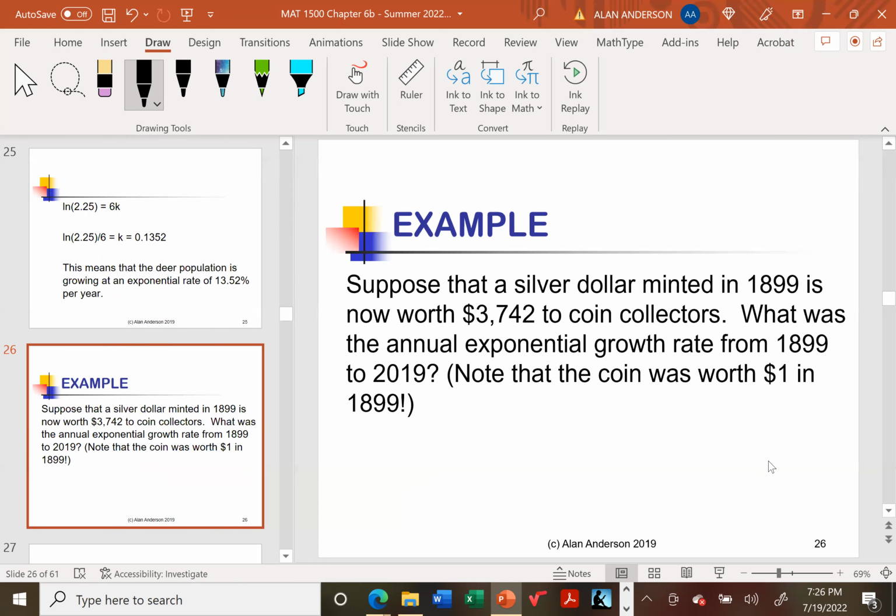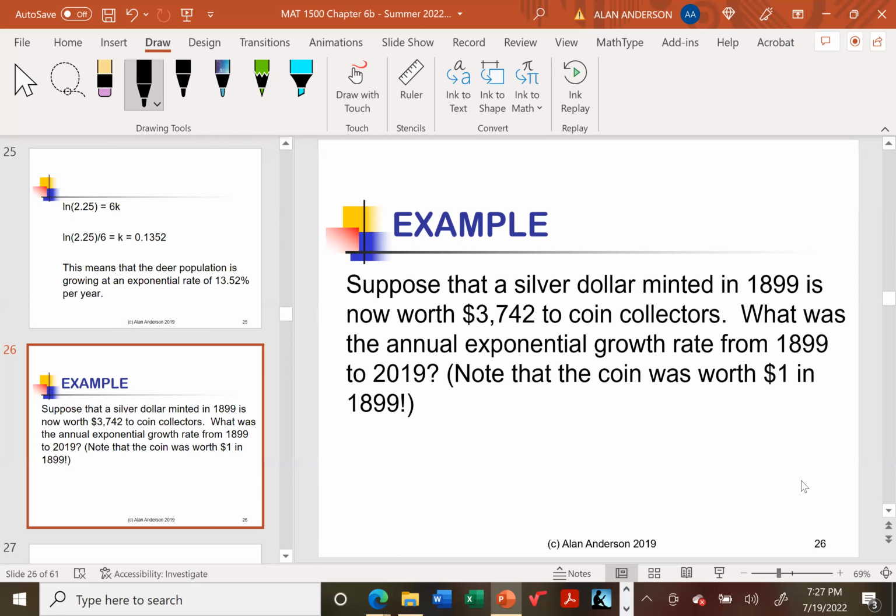Now, here's one that's a lot of fun, because what's happening here is that you have a very valuable collectible coin whose value is growing very quickly. So we have a silver dollar that was minted in 1899. And let's say that it is now 2019. The coin is now worth $37.42 to collectors. It's a rare coin and collectors are willing to pay that much for it.